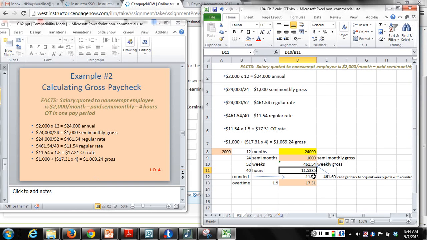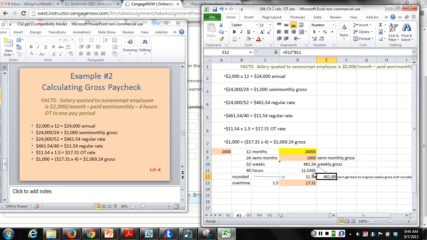Now, again, as I pointed out in the previous example, if I took that $11.54 and tried to get back to my weekly gross, I tried it in this cell right here. I took $11.54, multiplied it by 40 hours in a work week. Here's the answer I got, $461.60, but the real weekly gross we computed up above is $461.54. It's 6 cents difference. Why is that?